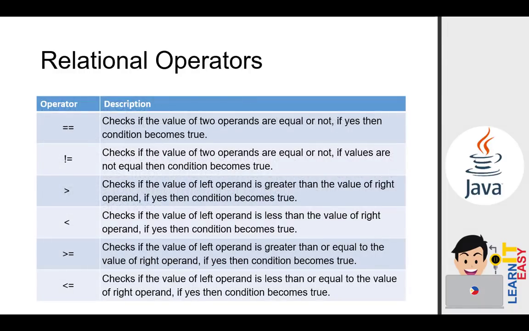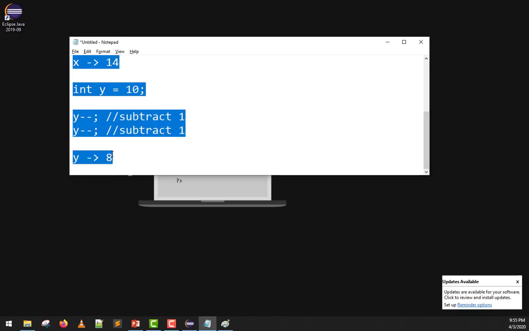So, ito yung mga listahan ng mga relational operator natin sa Java. So, first we have equal equal. Ang ginagawa nito is chine-check niya kung yung left side at yung right side ay equal. Take note na ang equal equal ang ginagamit natin for equality, at ang single equal sign ay gagamitin natin for assignment operator. So, linawin natin to. Okay.